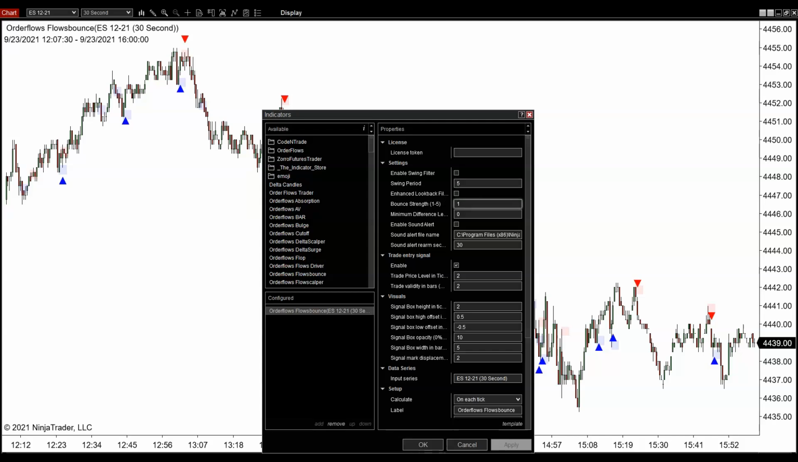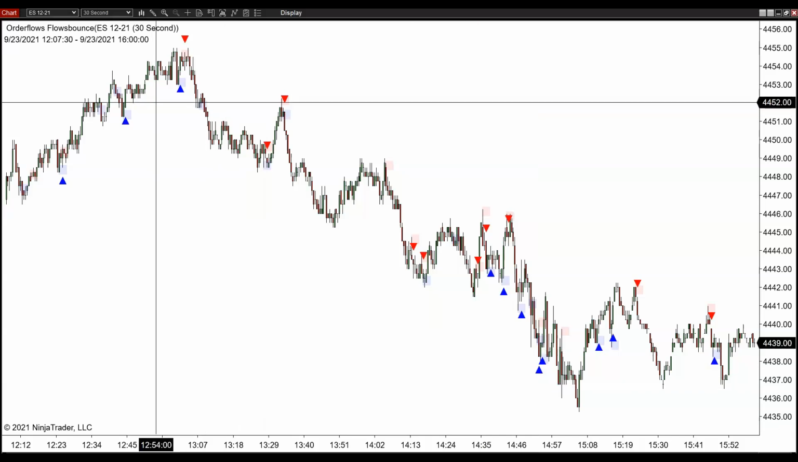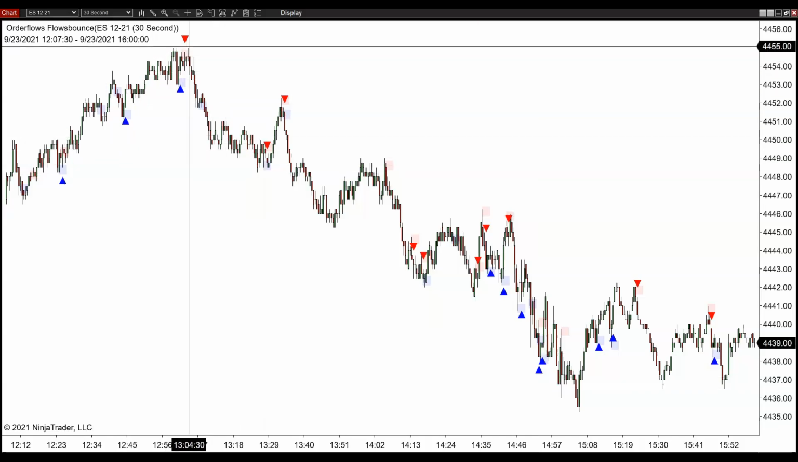So that's about as low as you can go. Disabled minimum difference, disabled enhanced look back, disabled the swing filter, and the bounce strength set at 1. You can't set it at 0, because if you set it at 0, you might as well just not use the indicator. So you can see here the signals.